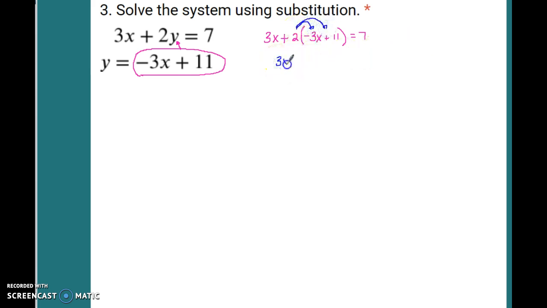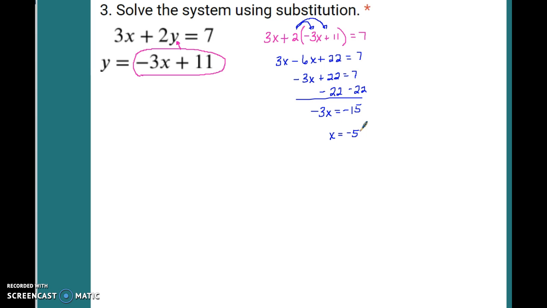I end up with 3x, and then 2 times negative 3x is minus 6x, plus 22 is equal to 7. I have negative 3x plus 22 is equal to 7, so I subtract 22 from both sides. I end up with negative 3x is equal to negative 15, and so x is equal to 5.